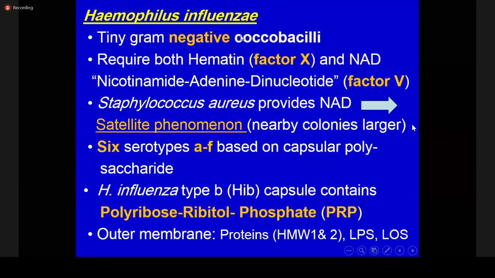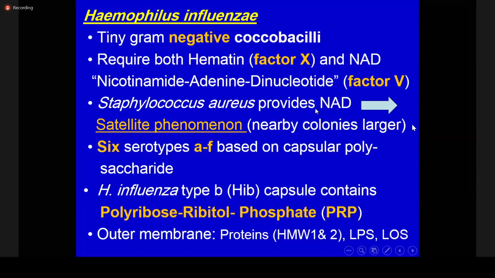They require two factors for their growth, factor X and factor V. And according to their requirement, we can classify Haemophilus influenzae into different types. Factor X is hematin, which comes from the blood. And also the NAD factor, which is factor V, which is nicotinamide adenine dinucleotide. So these microorganisms, Haemophilus influenzae, require factor X and factor V.